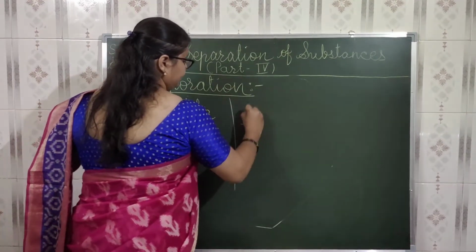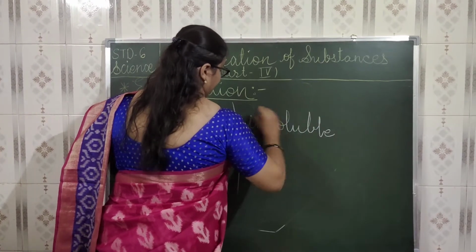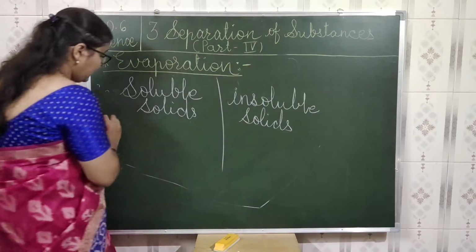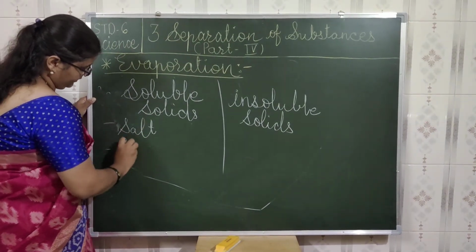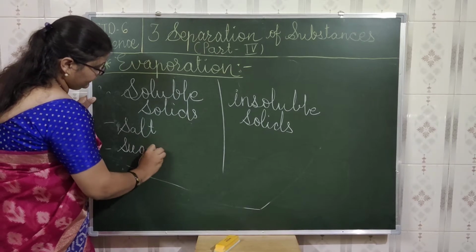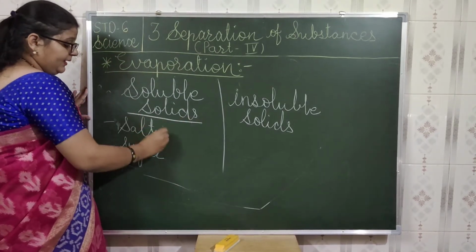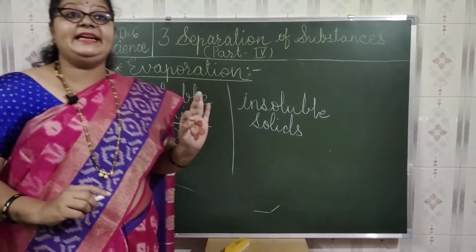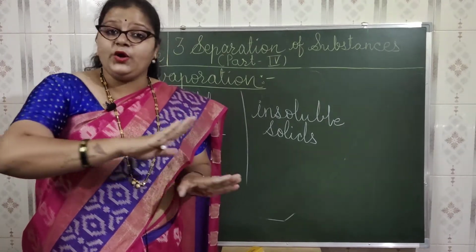Now salt is a soluble solid. Salt, sugar, all these come under the category of soluble solids. Why? Because they completely dissolve into the water. Once you dissolve them into the water, you cannot see them.